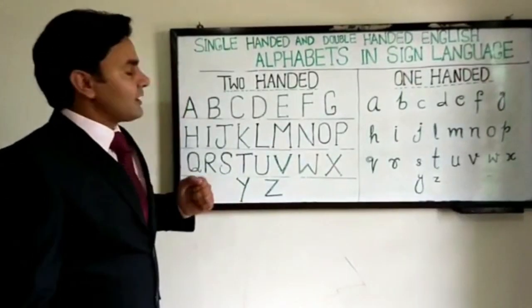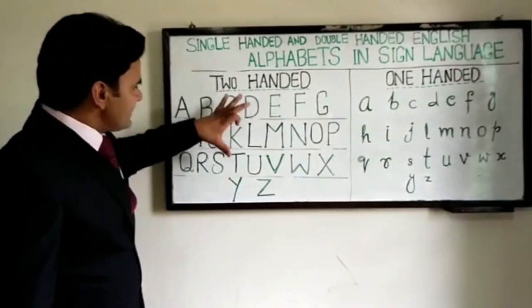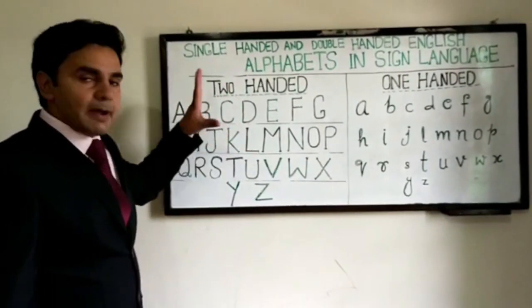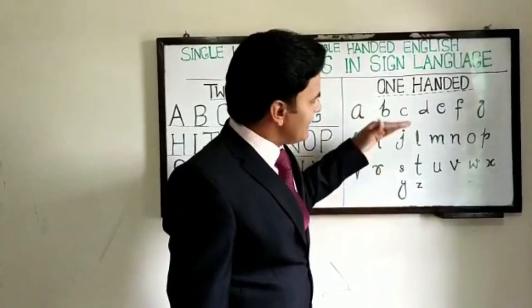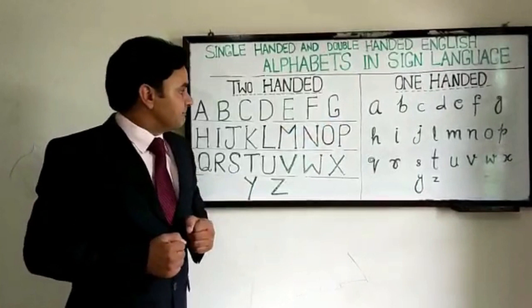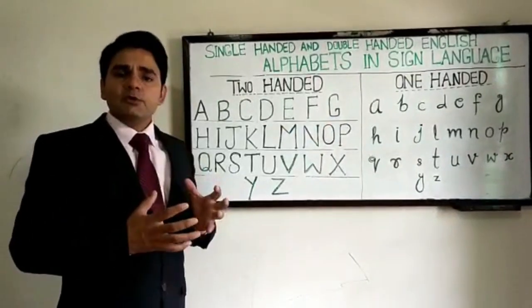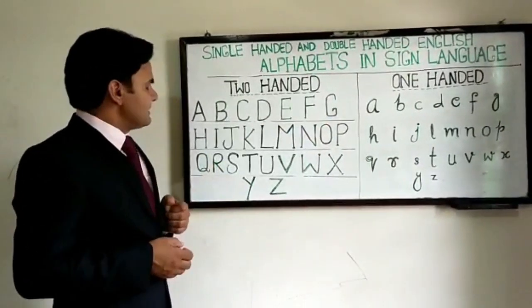Okay, come to the topic now. These are the English alphabets in uppercase, and here are the English alphabets you are looking at in lowercase. Okay, I am going to sign with the help of two hands. Let's start.